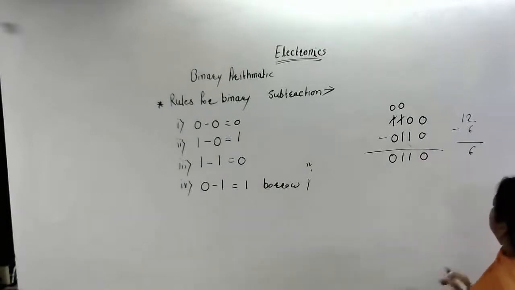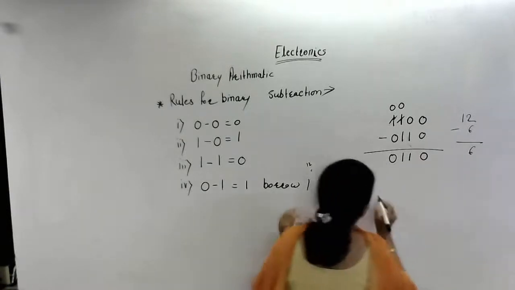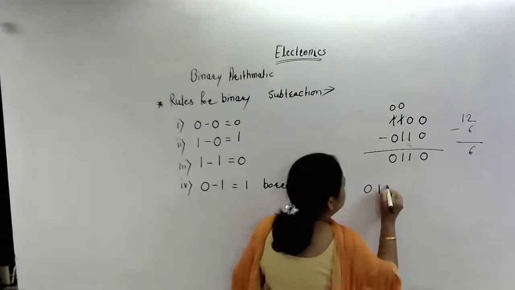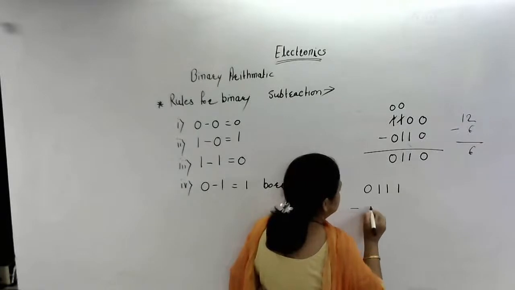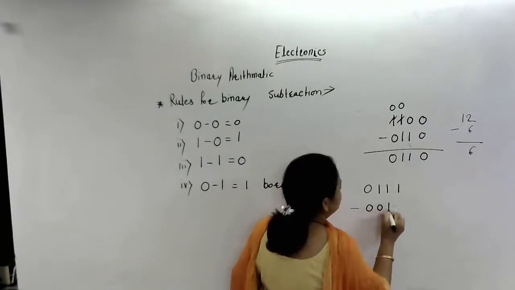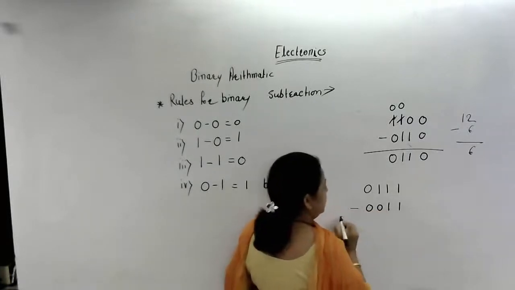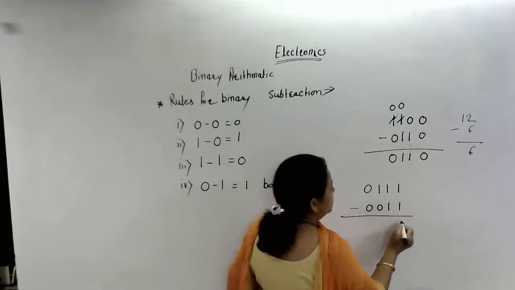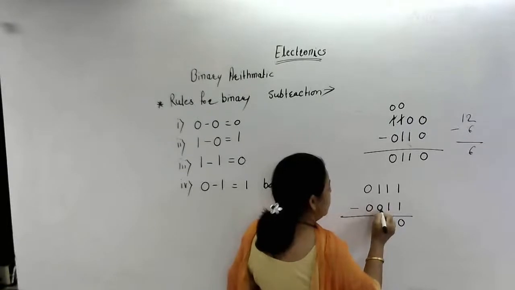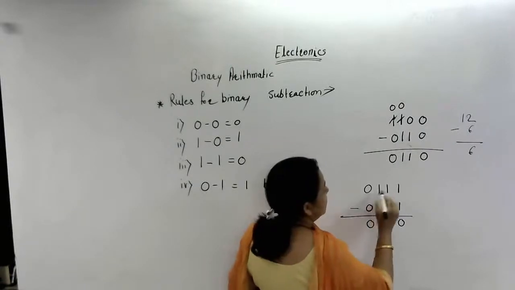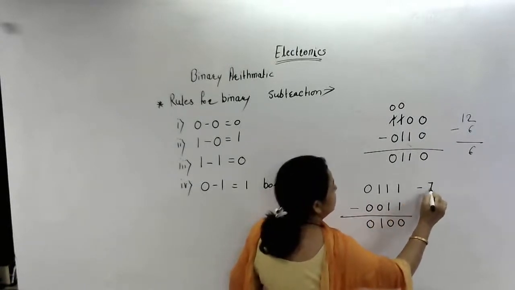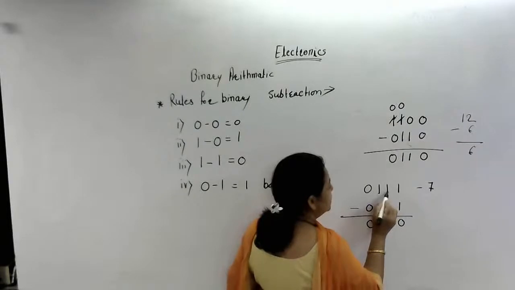Suppose another example we consider, that is 0111 minus 0011. Okay, now 1 minus 1, 0. 1 minus 1, 0. 1 minus 0, 1. 0 minus 0, 0. Here your decimal is 7, that is 4 plus 2 plus 1.